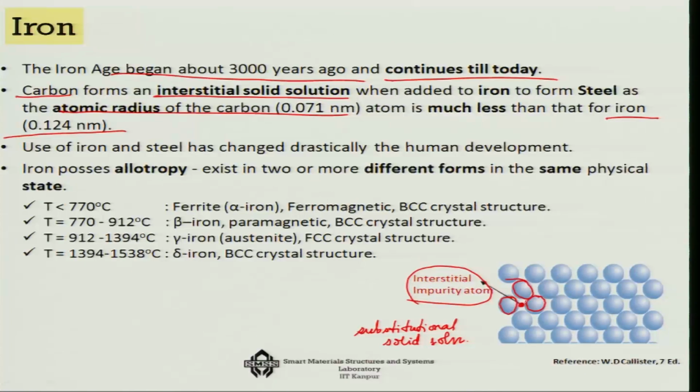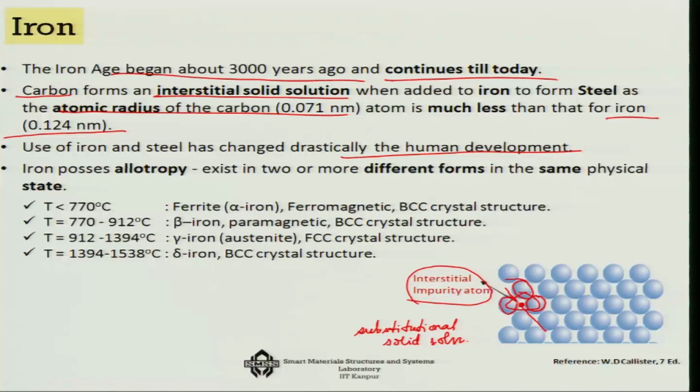What is the significance of this? Actually, this has changed dramatically human development. Why? Because the moment the carbon goes inside, the atomic bonds are under stress and dislocation, be it edge dislocation or some other type like screw dislocations, they get stopped by this interstitial atom, and as a result the dislocation gets stopped.